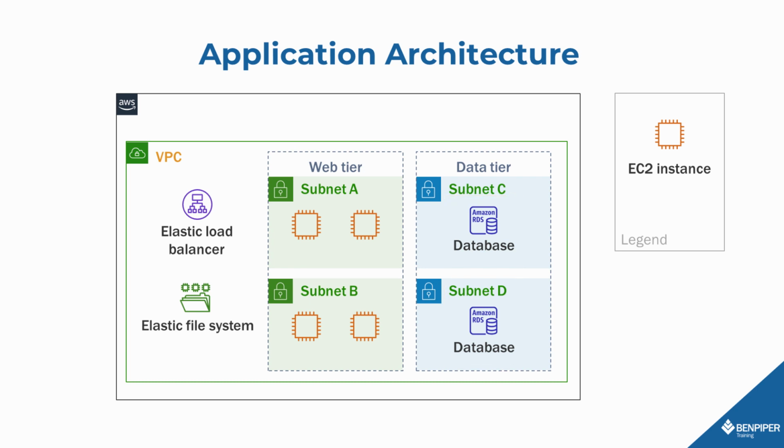This is called a 2-tier application. The web tier contains the web server that the user is going to connect to, as well as the application logic that performs video processing. The data tier, of course, contains the database. Also, we have an elastic load balancer, or ELB, to distribute traffic to the EC2 instances.